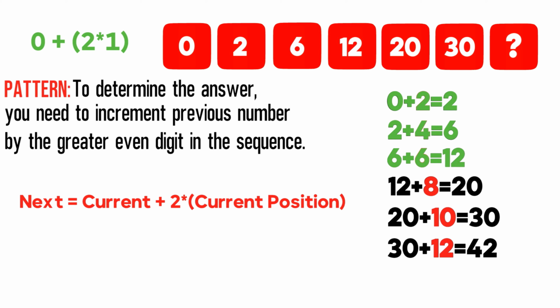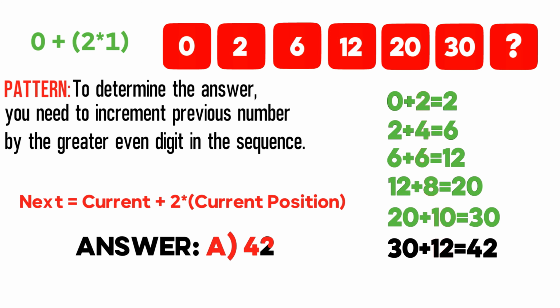The next number would be 8, and 12 plus 8 equals 20. The number after that would be 10, so 20 plus 10 would be 30. And the number after that would be 12. And 30 plus 12 equals 42. The correct choice here is choice A, 42. Hopefully you've nailed this question and now know how to answer similar problems on the test.